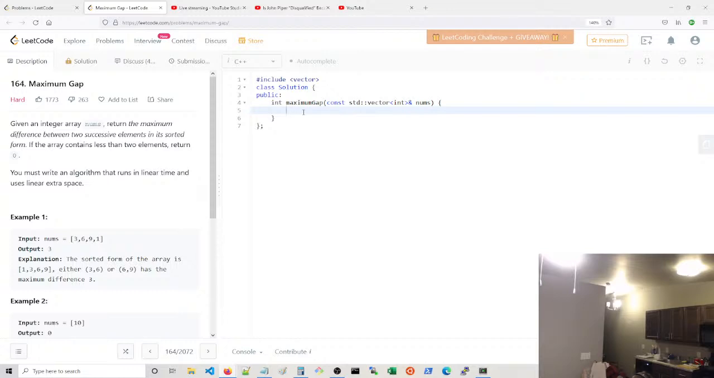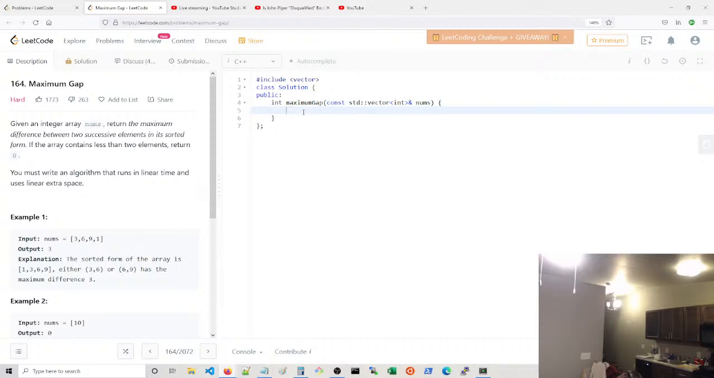Trying to find the maximum between two elements that are next to each other in linear time. Linear time and linear extra space. I think I've done this before, but I'm struggling a bit. I really don't know. Linear time, huh?